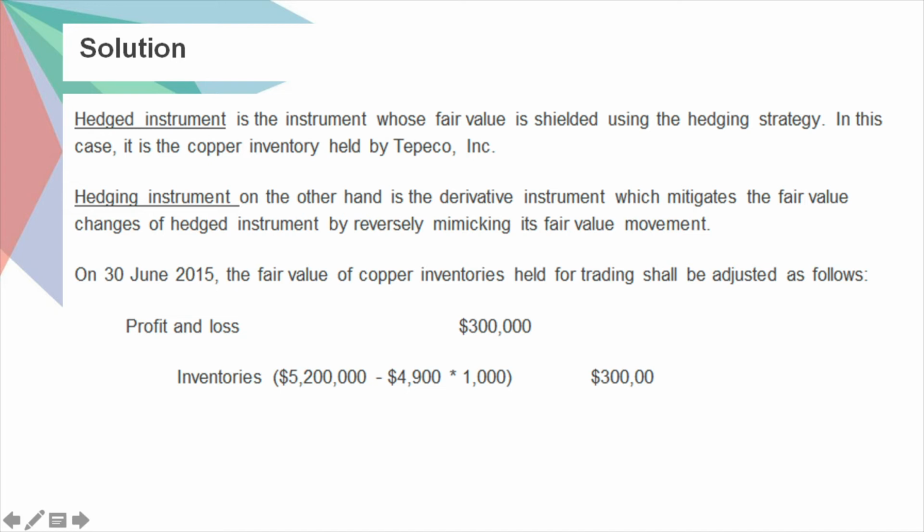So this is the adjustment. On 30 June 2015, the fair value of the company's inventories held for trading shall be adjusted as follows. We should debit profit and loss $300,000, and credit inventories. That is $5.2 million minus $4,900 times 1,000 tons, so we can get $300,000.